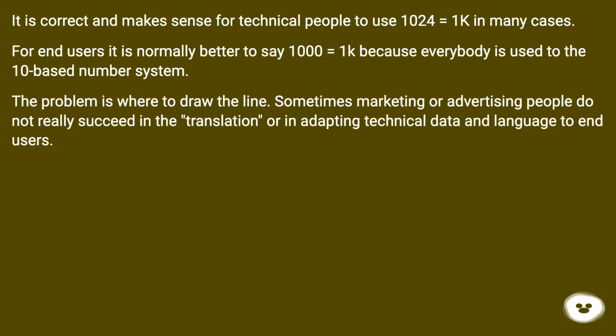It is correct and makes sense for technical people to use 1024 equals 1k in many cases. For end users it is normally better to say 1000 equals 1k because everybody is used to the 10-based number system. The problem is where to draw the line. Sometimes marketing or advertising people do not really succeed in the translation or in adapting technical data and language to end users.